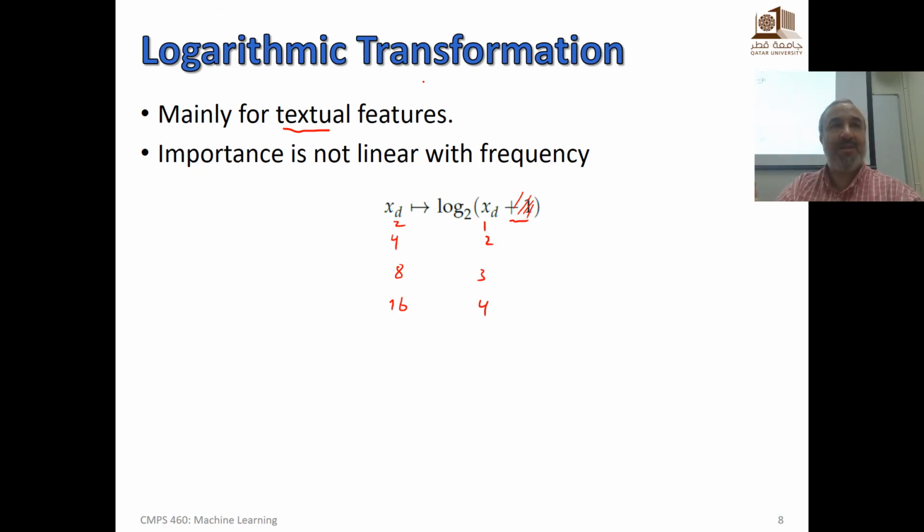When we have the counts, instead of using the counts as they are, we just take the log of them. Now, why are we adding 1? Because if this value is 0, we don't want to do log 0. So it will be log 1, which will be 0. But log 0 is minus infinity, so it would be problematic. That's why we are just adding 1. Any question about this?